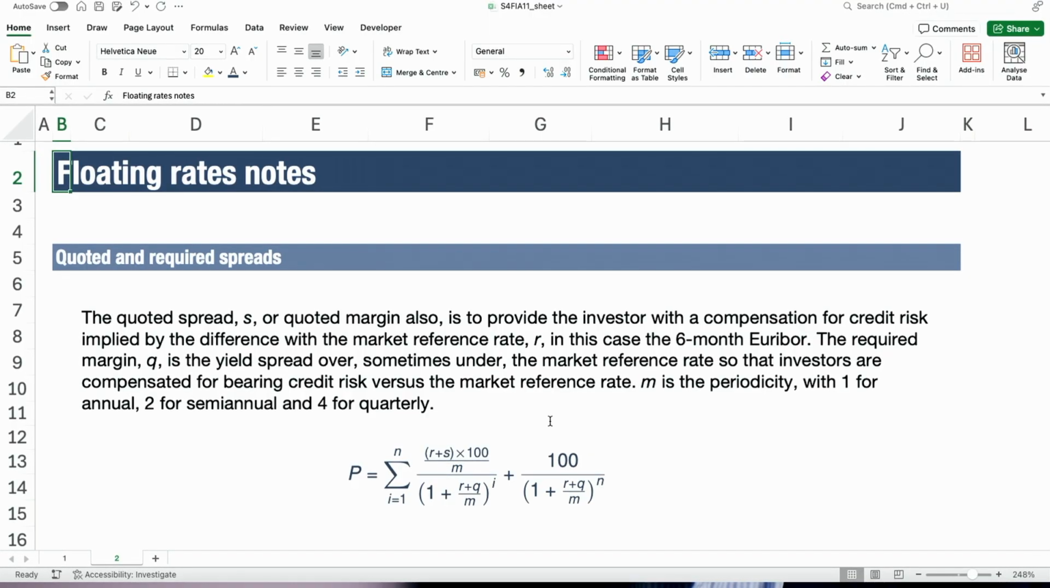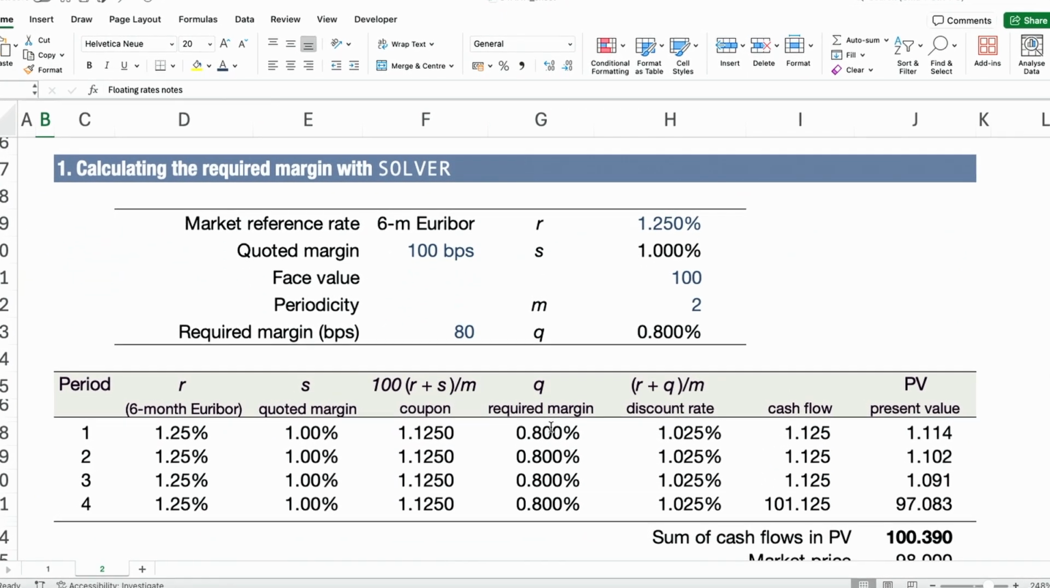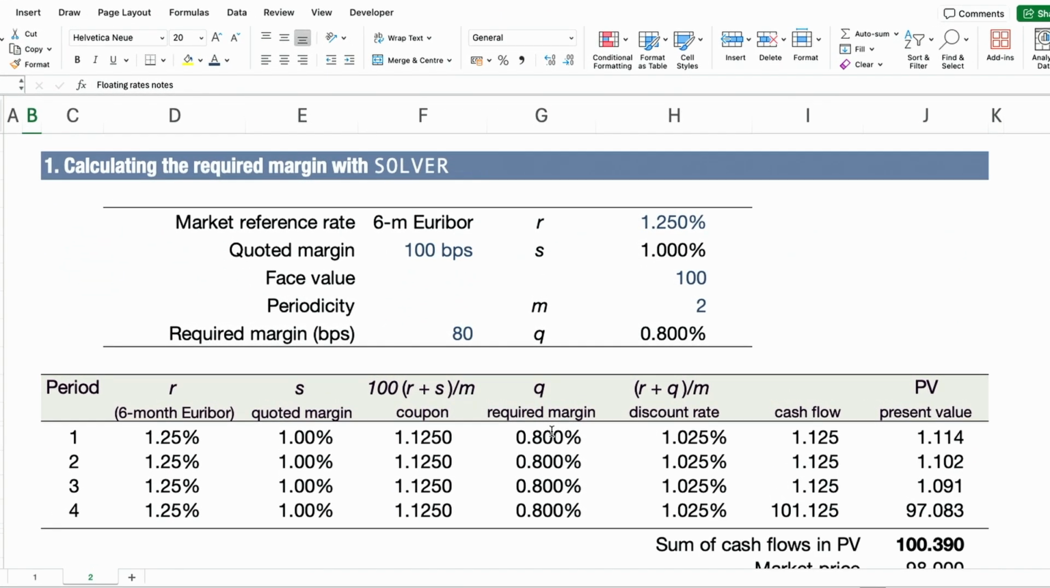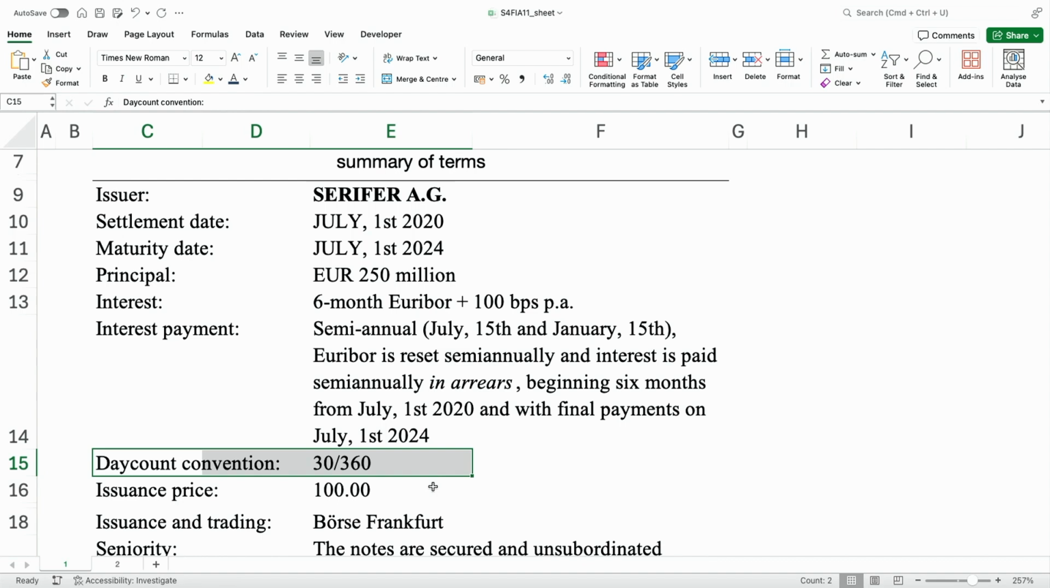The required margin Q, or required spread also, is the yield spread over the market reference rate, in this case Euribor again, so that investors are compensated for bearing credit risk versus the market reference rate, and it can be different from the quoted margin. In this case, of the Serifer AG notes, at the time of the issue with a price of 100, the required margin is 100 basis points. We can say that because the issue price is 100.